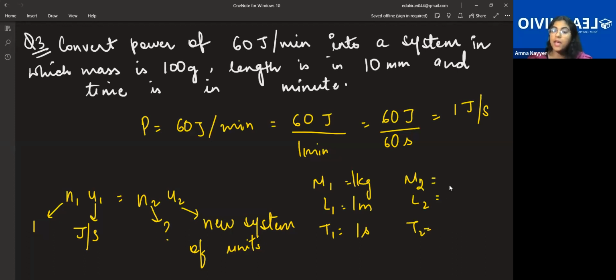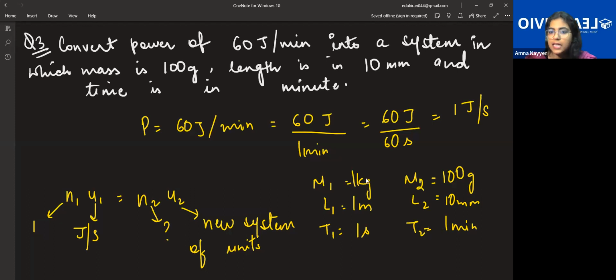So now this time M2, instead of 1 gram, it is 100 gram. Instead of 1 centimeter, what is the length given? 10 millimeters. Instead of 1 second, we have the time as 1 minute. So this is the difference. Otherwise, in our CGS system, we used to write this as 1 gram, 1 centimeter, and 1 second. Now we have 100 gram, 10 millimeter, 1 minute. This is provided by the question.